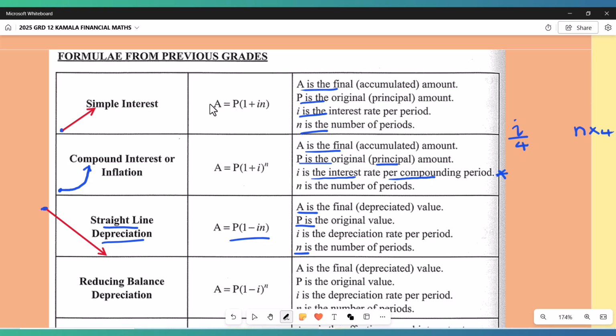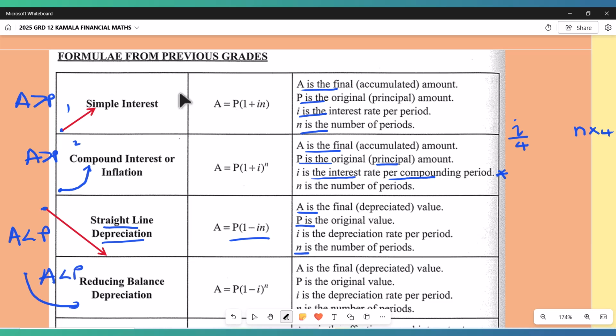Okay, then another one is called reducing balance depreciation. Here we are also losing value, but this time we are not losing it linearly; instead we are losing it like this, going down like a curve. Because in simple and compound interest we are rising, the amount is bigger than the principal. But here, because we are losing value, the amount is less than the money invested, less than the principal.